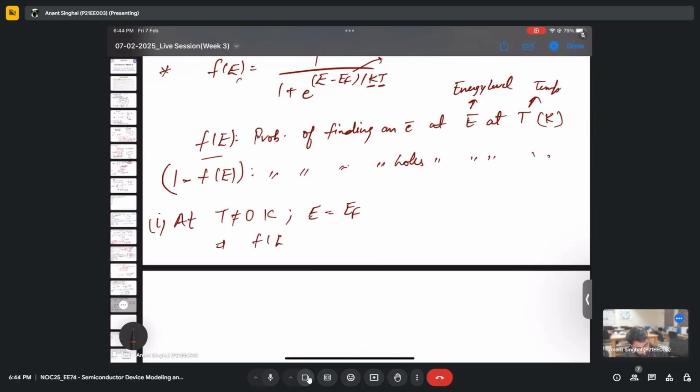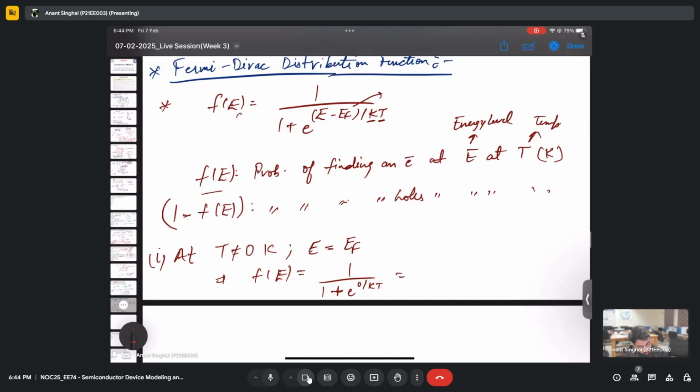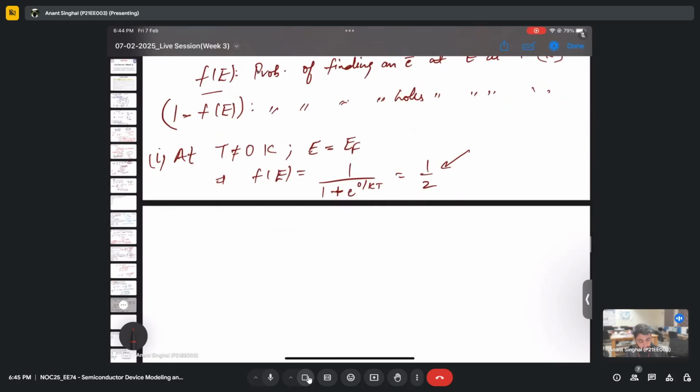If we try to calculate the Fermi-Dirac function, what will it come to? This is nothing but 1 upon 1 plus exponential of 0 over KT. What will be the answer? Sorry, this is plus. It is 1 by 2. So what we can say is the Fermi level is that energy level at which the probability of finding an electron is equal to the probability of finding holes, or it is 1 by 2.